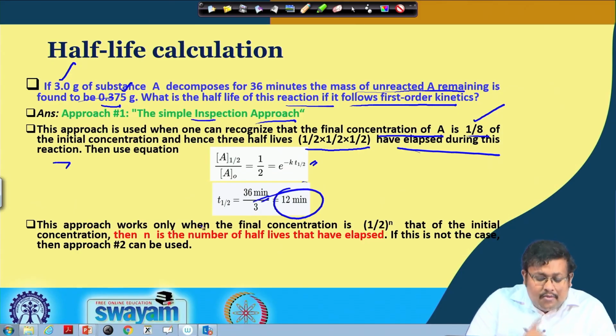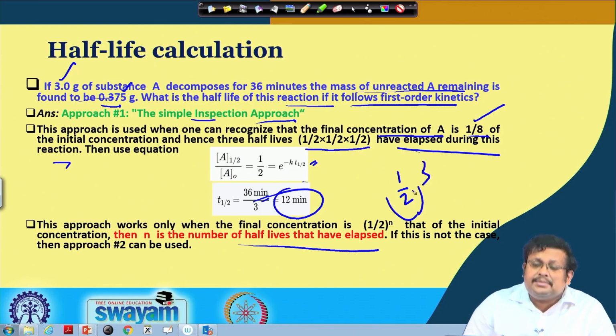This approach only works when the final concentration is 1/2 to the power n of the initial concentration. Remember, this is the only condition that has to be followed for using the simple inspection approach. If the final concentration is 1/2 to the power n of the initial concentration, then n is the number of half lives that have elapsed. Here it has elapsed 3 cycles of half life, so we divide and ultimately get the half life.